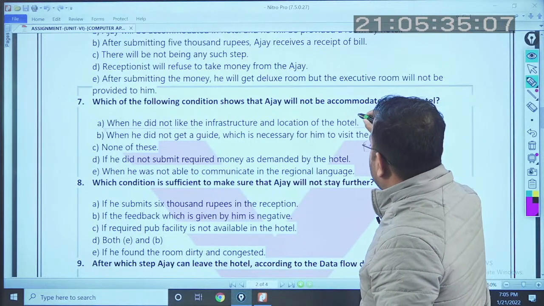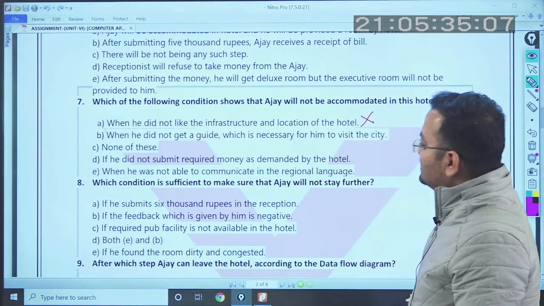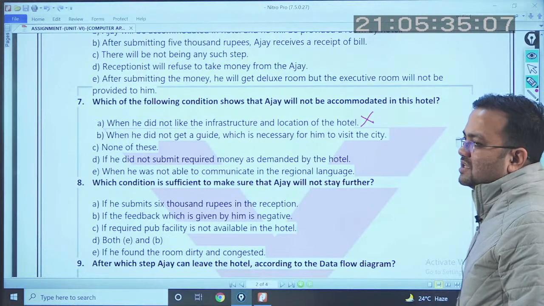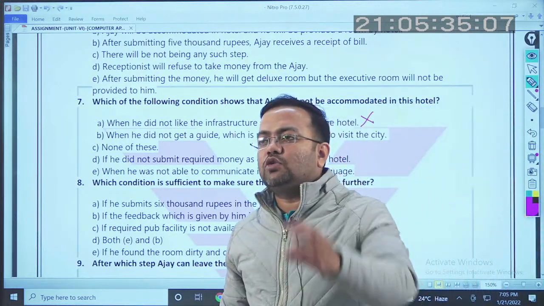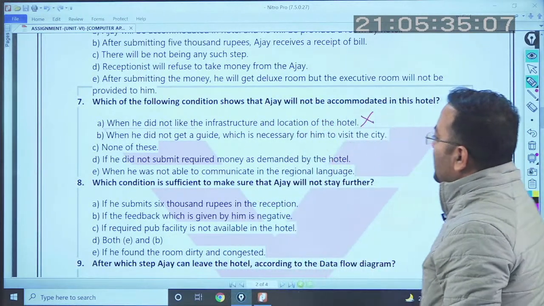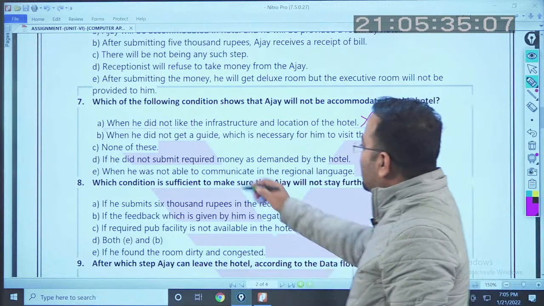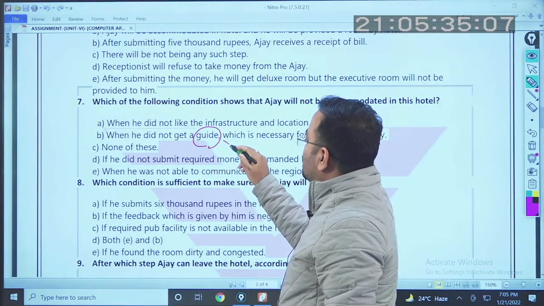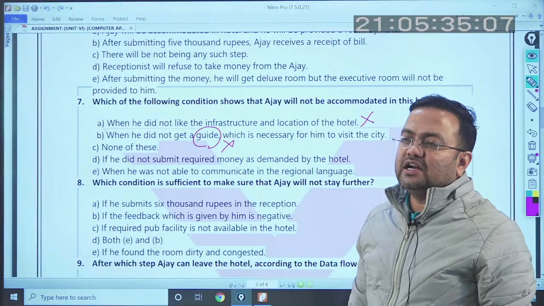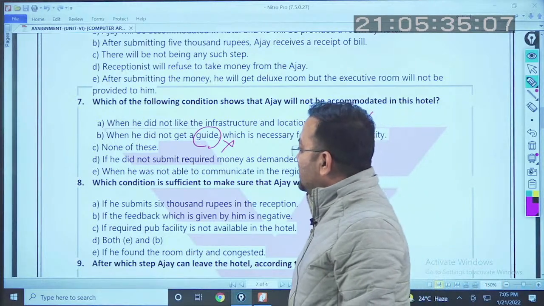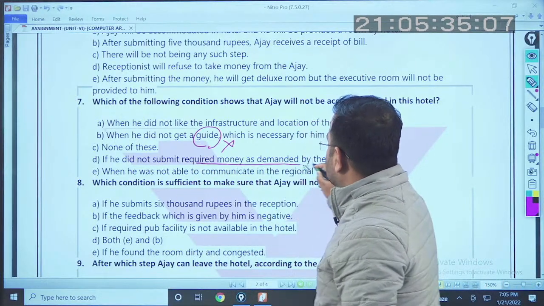So students, regarding the infrastructure, there is nothing mentioned in the diagram. If it is not mentioned in the diagram, then we cannot predict or assume. Then second, when he did not get any guide. Regarding the guide, there is no justification given in the diagram. That's why we cannot take that. Option D, if he did not submit the required money demanded by the hotel.